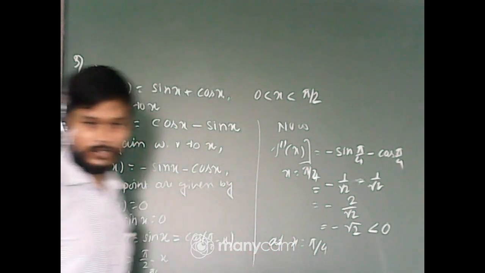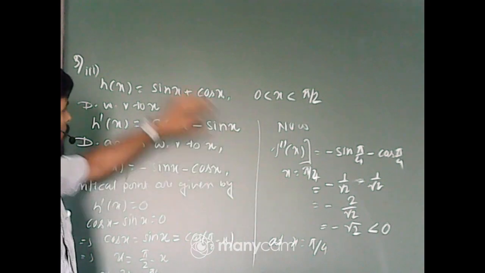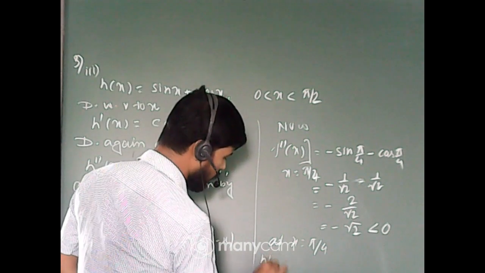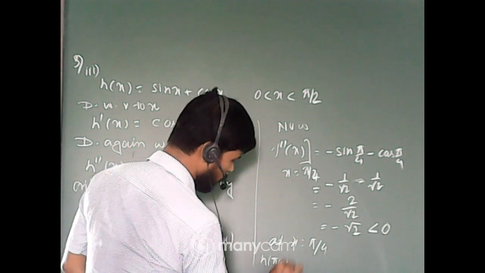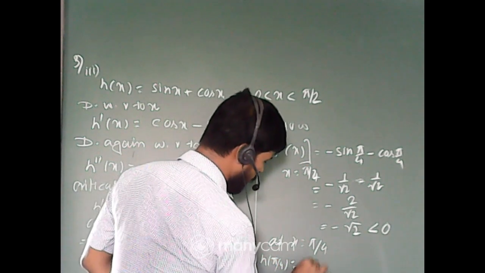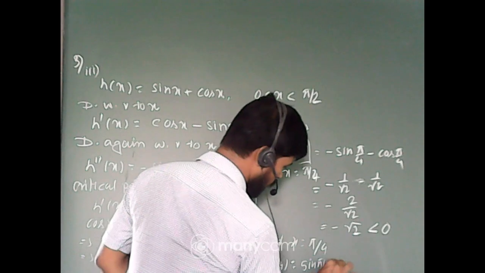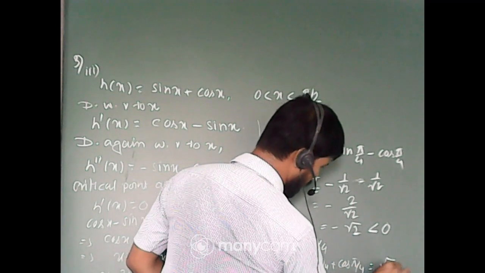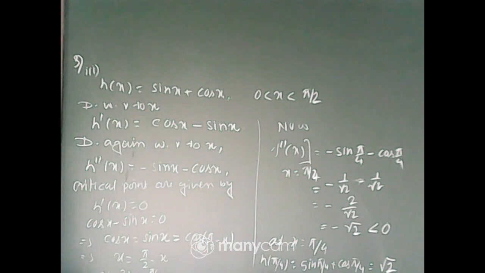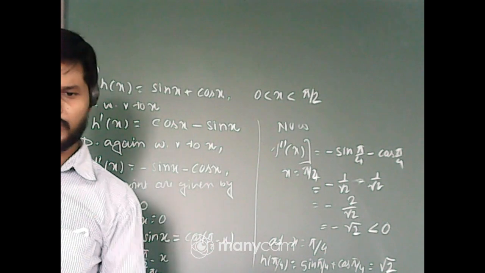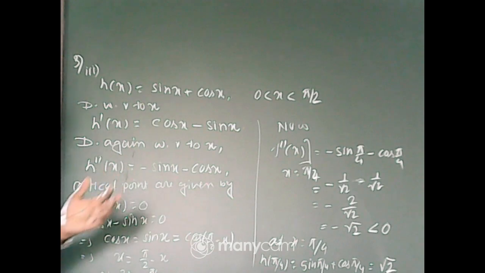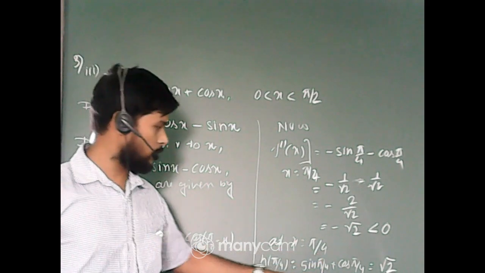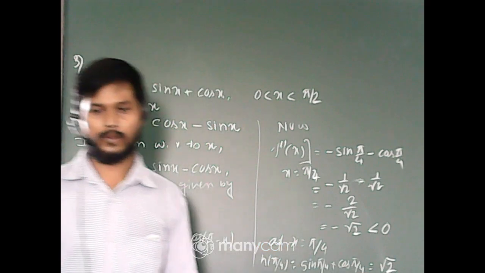And what is the maximum value? We have to put x equal to pi by 4 in the given equation. The maximum value will be h of pi by 4, which is equal to sin pi by 4 plus cos pi by 4, which is 1 by root 2 plus 1 by root 2, 2 by root 2. So it will be root 2. Okay, so the maximum value occurs at the point x equal to pi by 4, and the maximum value of the function is root 2.